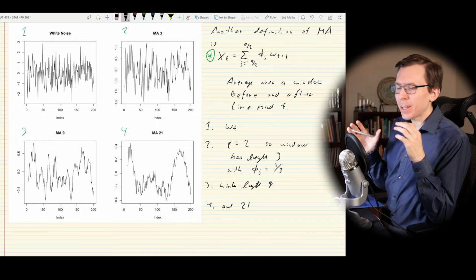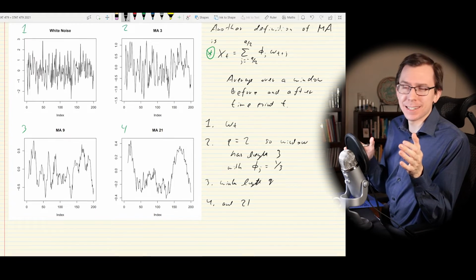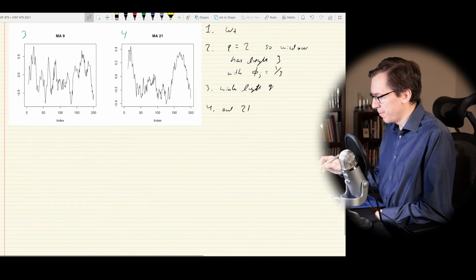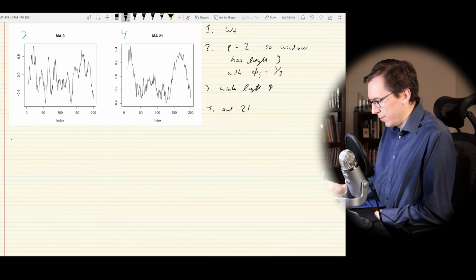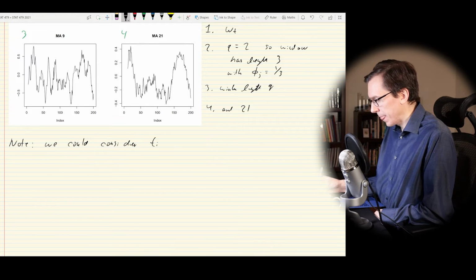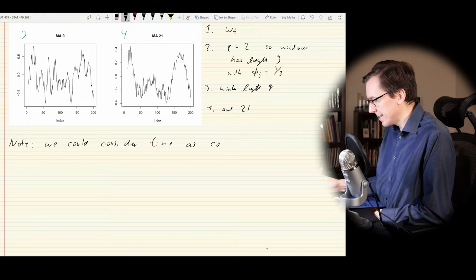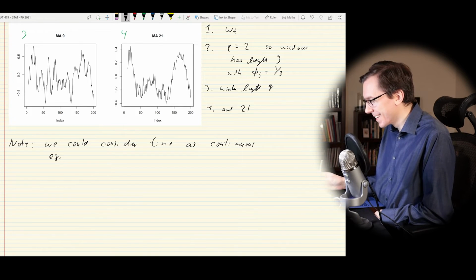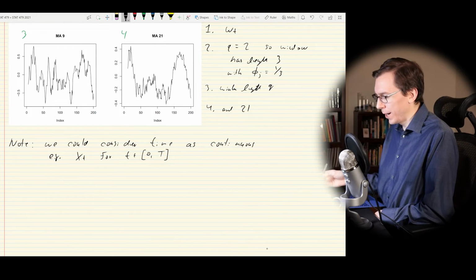All right, so when we talk about time series processes, there's a couple things I wanted to point out. Some things to note. We could consider time as continuous, i.e., we could consider xt for t in some interval like 0 to capital T, like I said before, for the white noise.